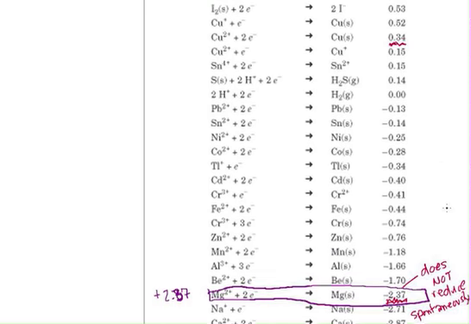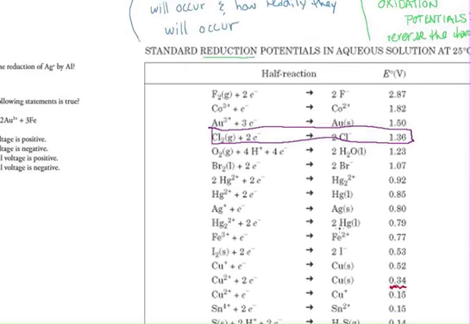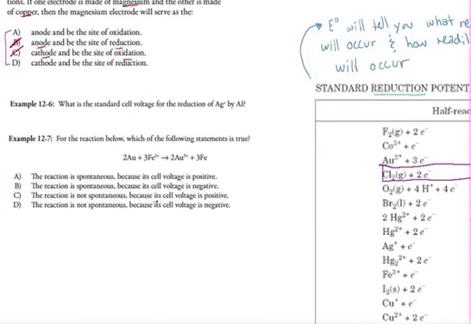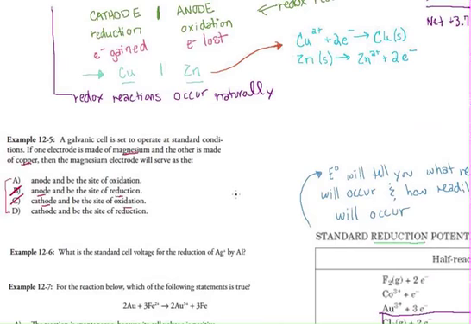On the other hand, copper, it would appear, does reduce spontaneously. So in a galvanic cell, it would make sense that copper would essentially take the role of the thing being reduced, and magnesium would take the role of the thing being oxidized, right? And that would mean that magnesium would be the anode and the site of oxidation, or answer choice A. Fabulous.